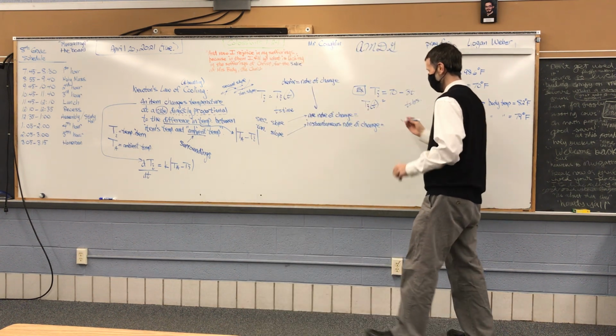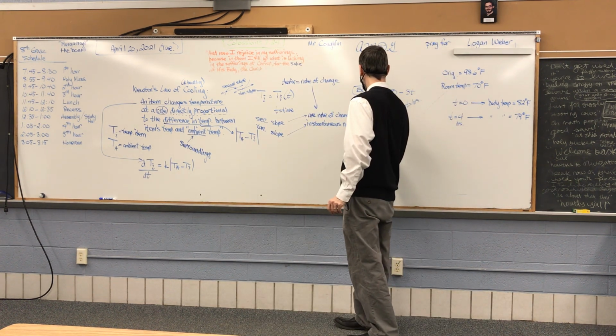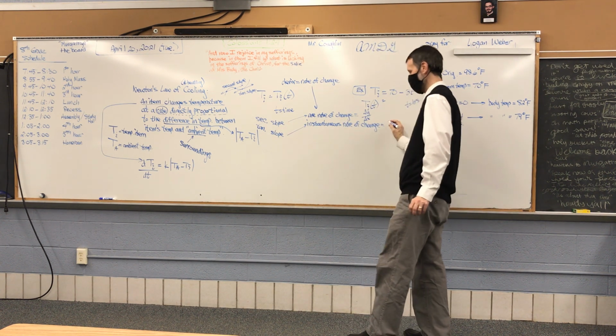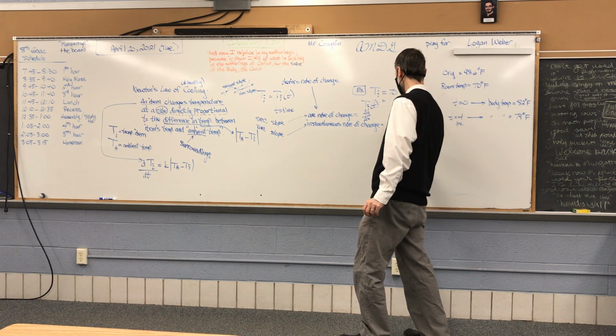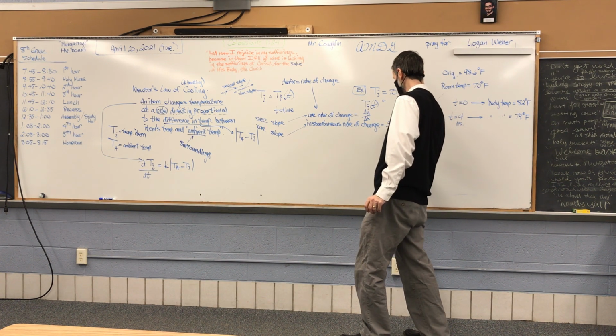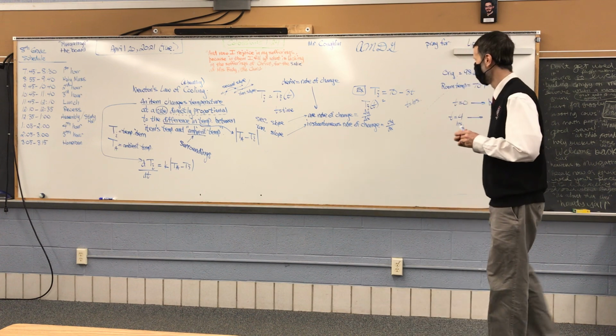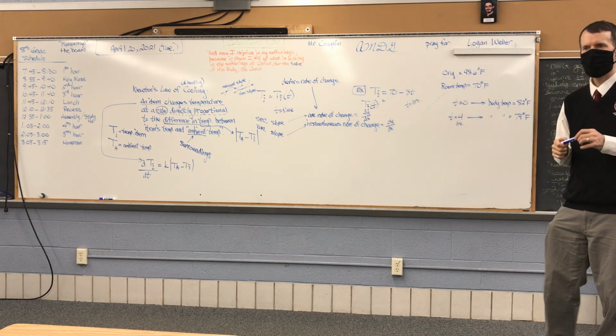So the average rate of change is delta y over delta x. And the instantaneous rate of change is dy over dx. Does that make sense? Right.